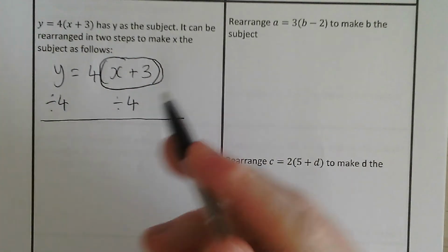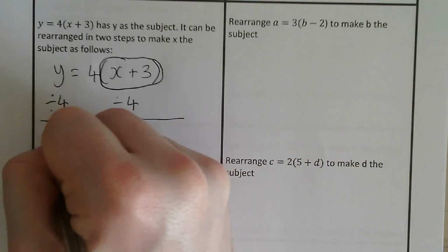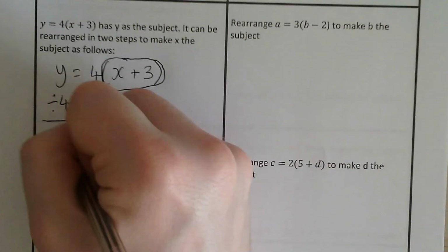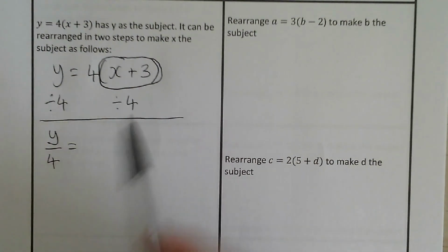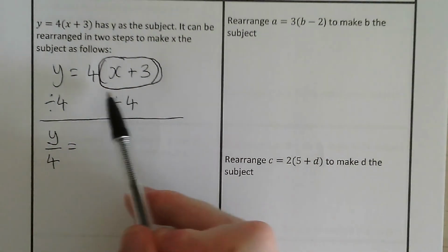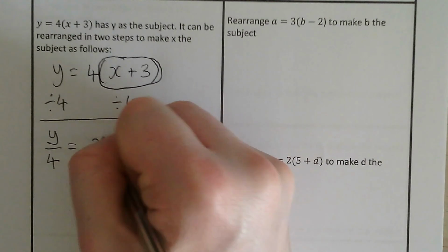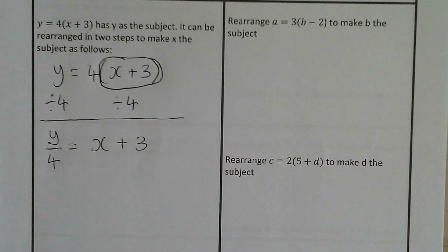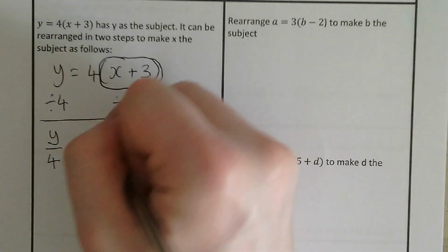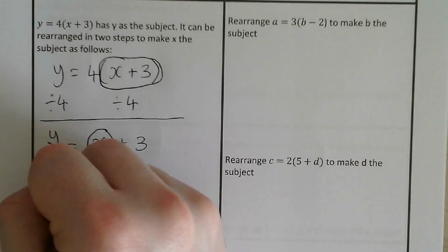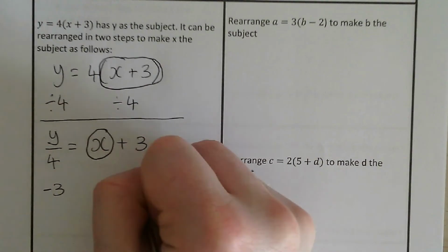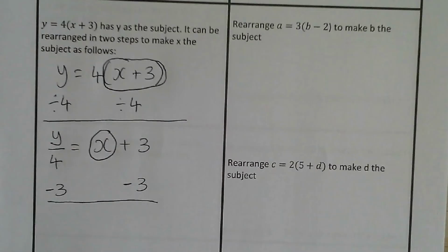Y divided by 4 is going to end up as a fraction. The equal sign will drop down. 4 divided by 4 are going to cancel each other out, and that's going to isolate our x plus 3 term, just like we wanted. Now we need to isolate x, which means we need to undo this plus 3. So I'm going to subtract 3 from both sides of the formula.